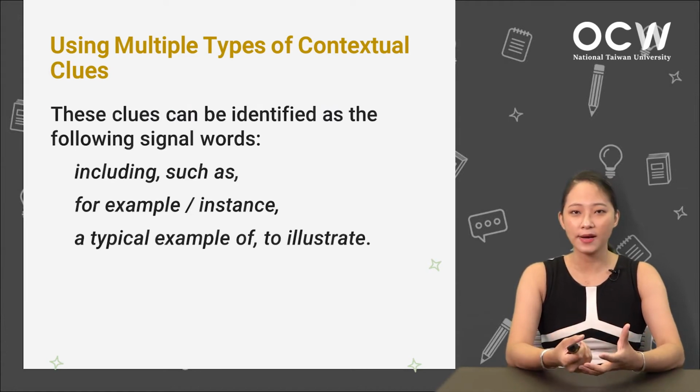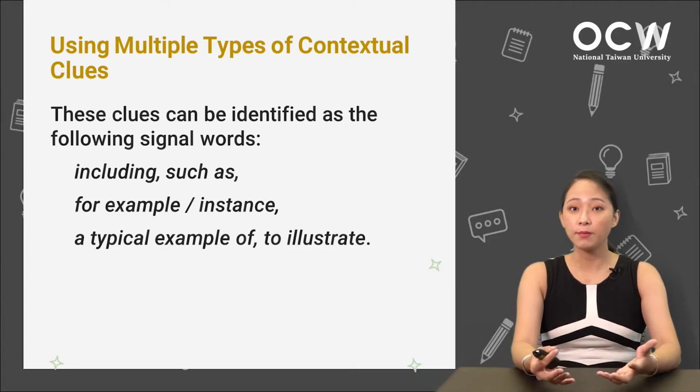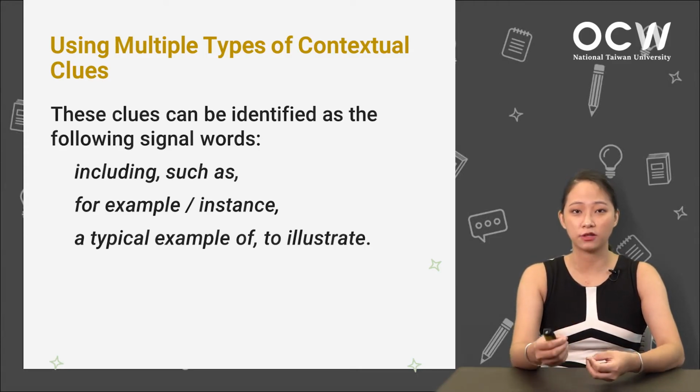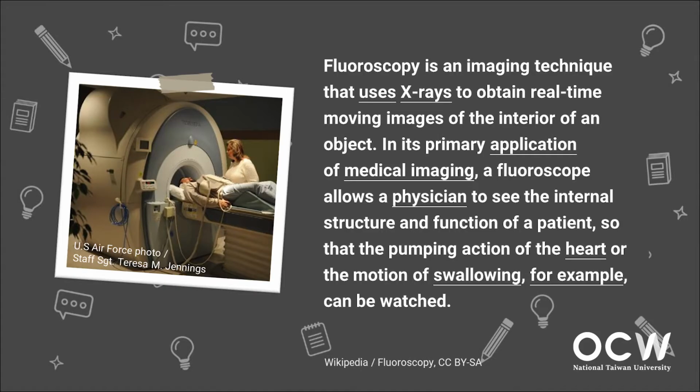Some of the common examples that can help us to identify this are particular signal words, such as including, such as, for example, or for instance, a typical example of, or to illustrate. With these particular signal words, we'll be able to locate the meaning of the unfamiliar words. Now, let's look at this particular example.